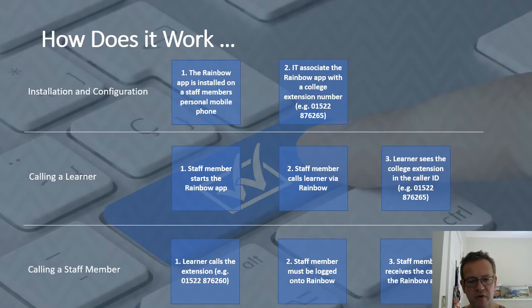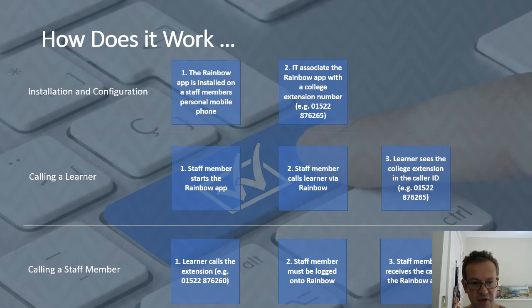So how does all this magic work then? Well, the first stage is it needs installing and configuring, and that's fairly straightforward. A staff member will go onto the Apple Store or the Google Play Store, download the Rainbow app and install it on their personal mobile phone. And also behind the scenes, IT will associate the Rainbow app on the staff member's personal mobile with a college landline extension number. For instance, the one on my phone is associated with the Lincoln code 876265. So that's the installation and configuration complete.